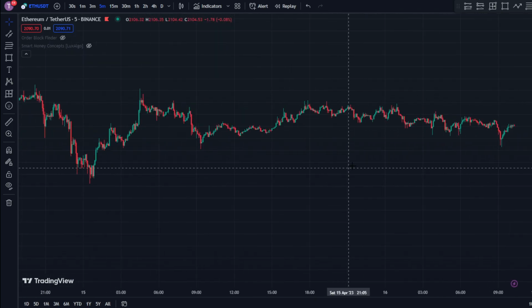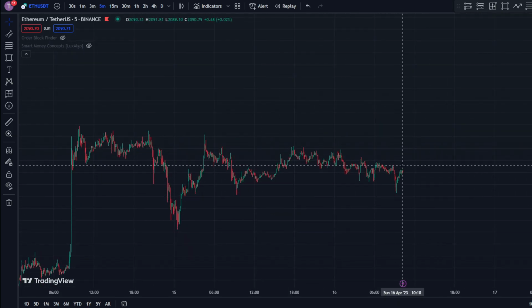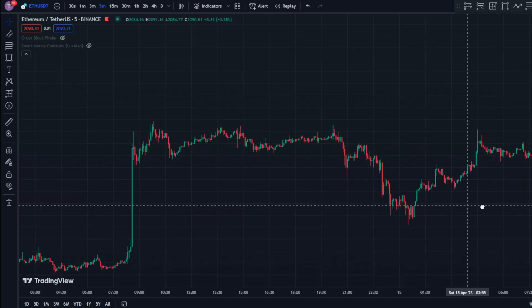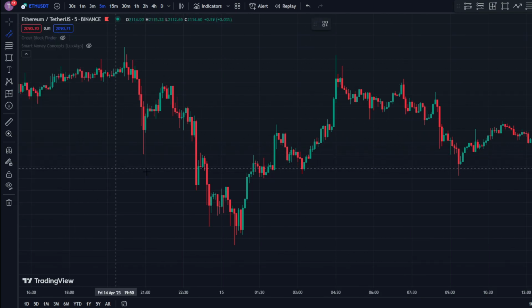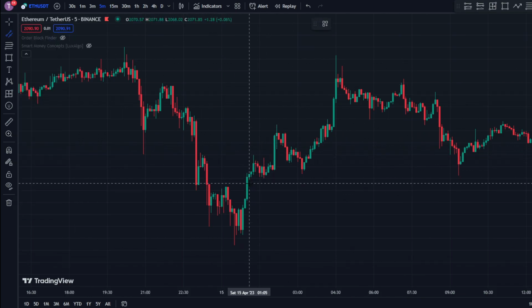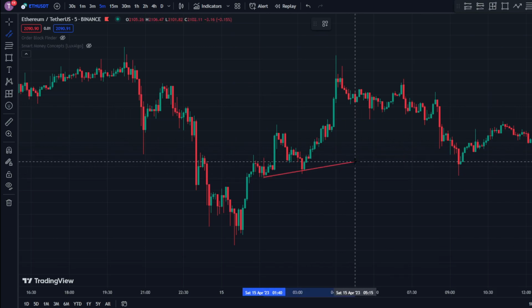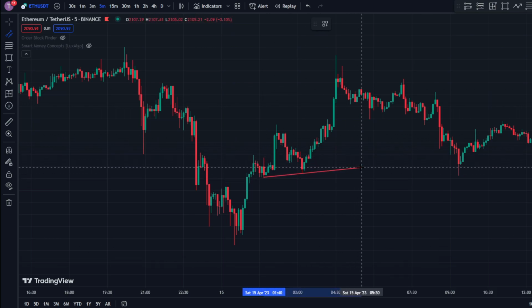And by the way, I'm trading on the most recent data. As you guys can see, this is trading on Sunday, the 16th of April, when the video is going to be released. So you can do the same thing. You want to go to your parallel channel, draw from the bottom of one point to the bottom of another point right here.